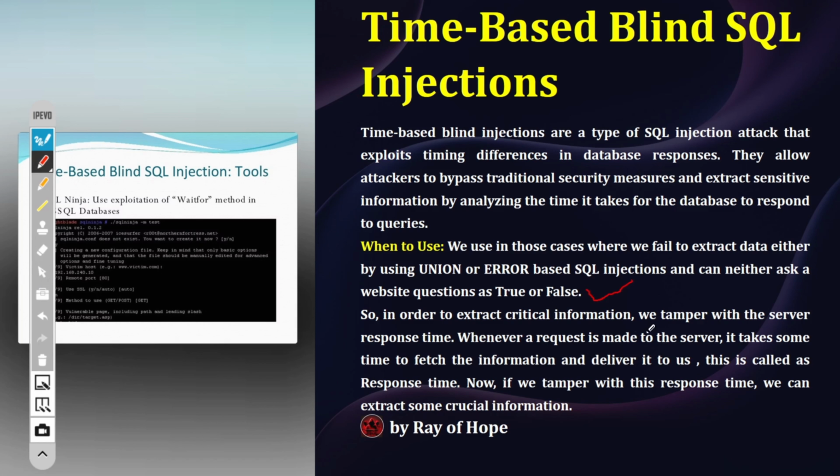So in order to extract critical information, we tamper with the server response time. Whenever a request is made to a server, it takes some time to fetch the information and deliver it to us. This is called response time. Remember this: if anyone asks you what response time is, whenever we make a request to a server, it takes some time to fetch the information and deliver it to us, which is called response time.